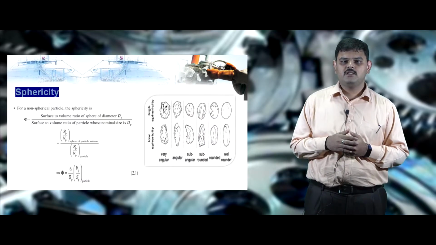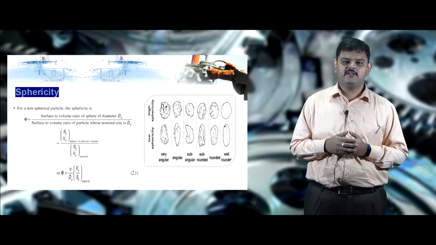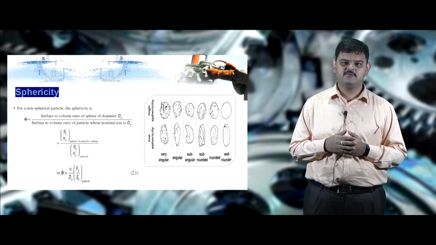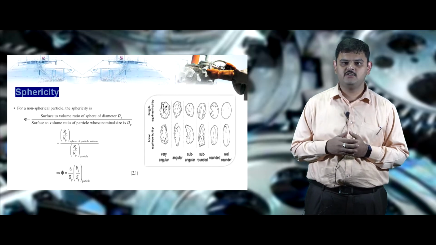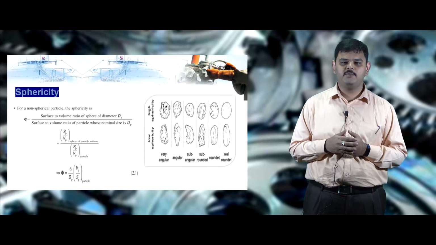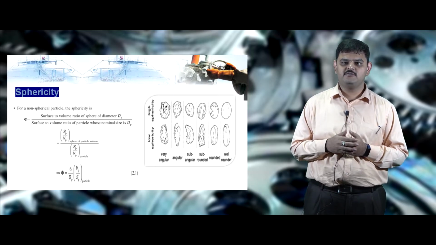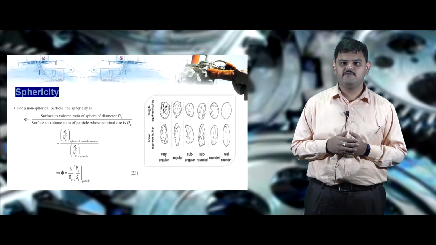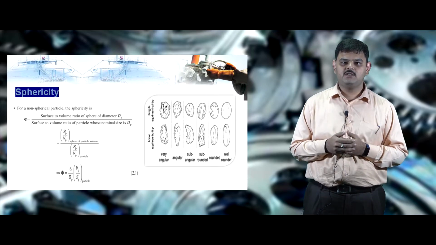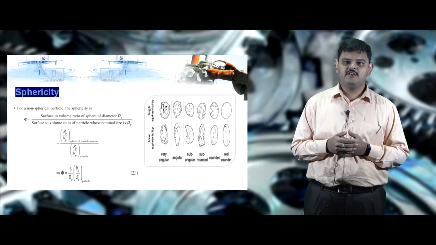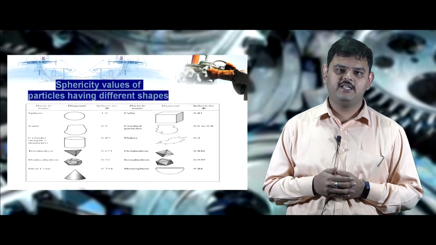Sphericity. For the irregular particles, we can calculate sphericity phi is equal to surface to volume ratio of the sphere with the diameter dp divided by the surface to volume ratio of the particle with the nominal diameter dp. That is Sp by Vp of the sphere with diameter dp divided by the Sp by Vp of the particle. That is phi is equal to 6 by dp times Vp by Sp of the particle. The sphericity is calculated for a variety of shapes.